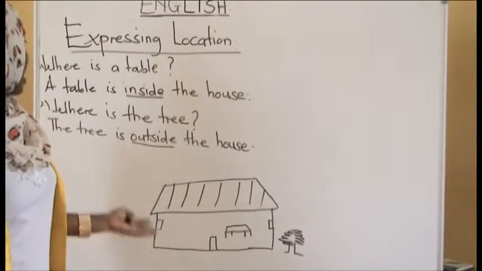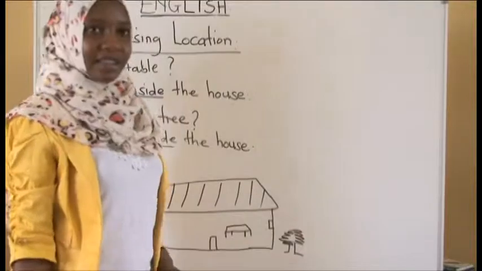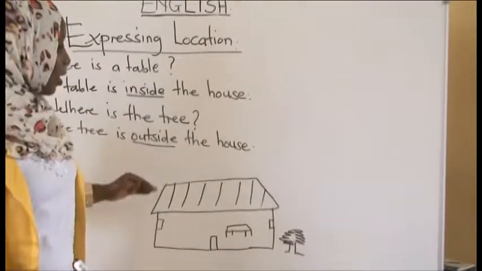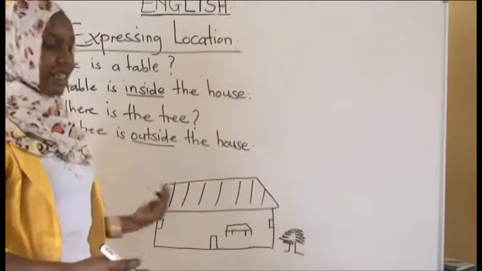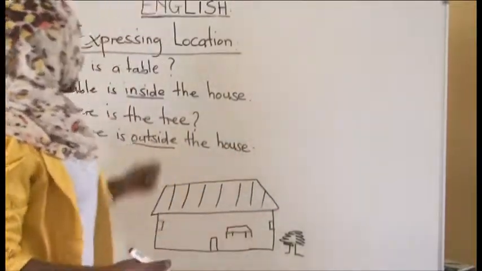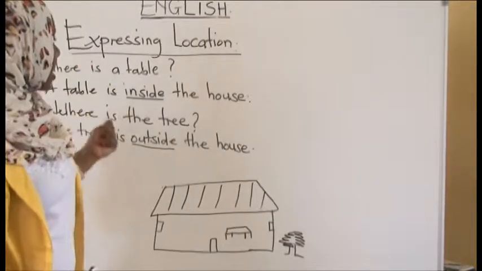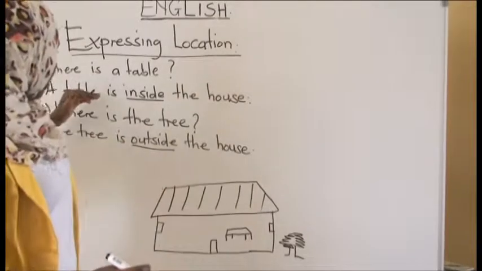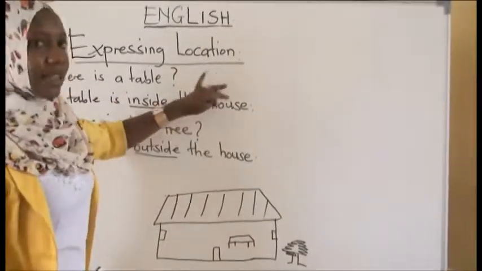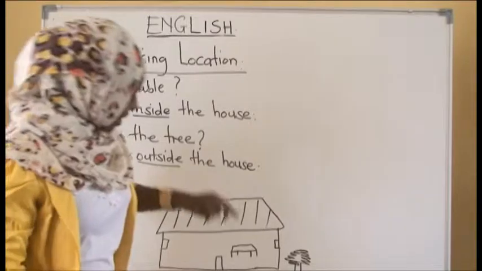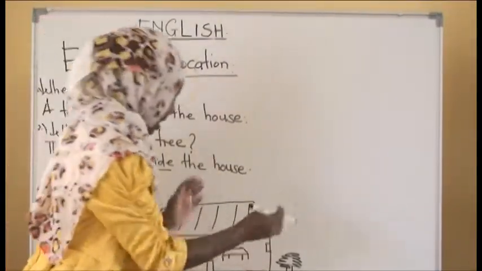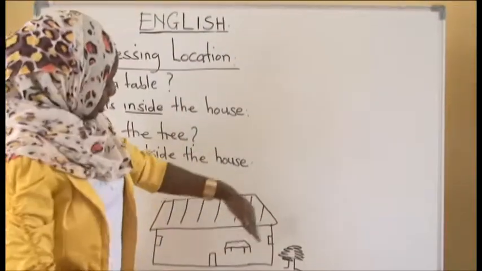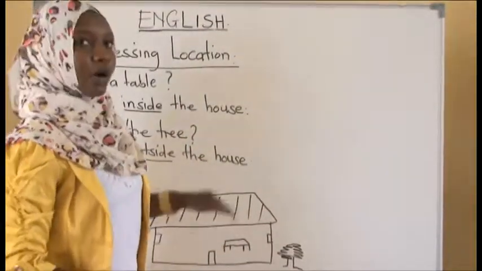And if you have to ask, is the tree inside the house? You will just simply answer like this. No, the tree is not inside the house. The tree is outside the house. And here, if you have to ask, is the table outside the house, you will say no, the table is not outside the house, but the table is inside the house because it is in the house and the tree is out. So inside and outside are prepositions used to show location.